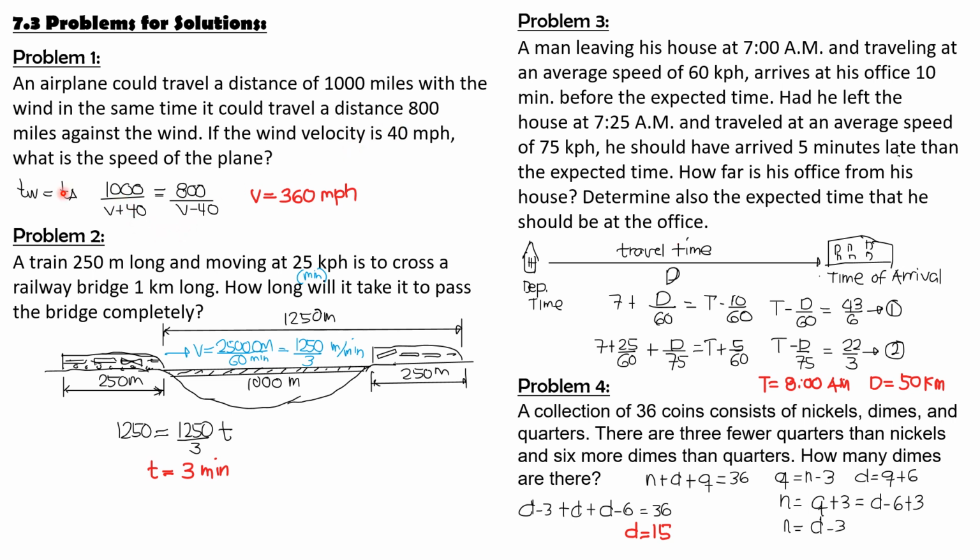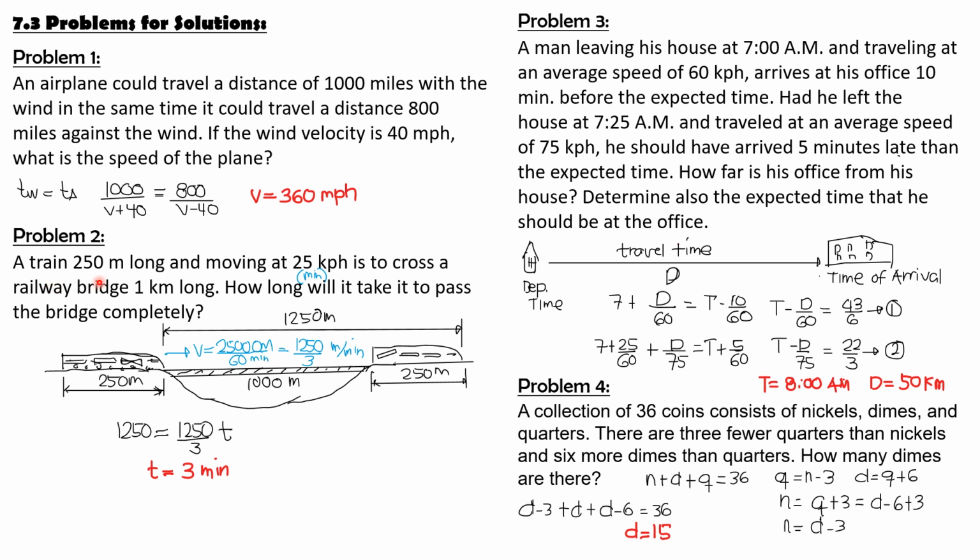So remember that time is distance over effective speed or effective rate. Then time against the wind: distance is 800, effective speed or rate is v minus 40. With your calculator, solving for v is 360 miles per hour.